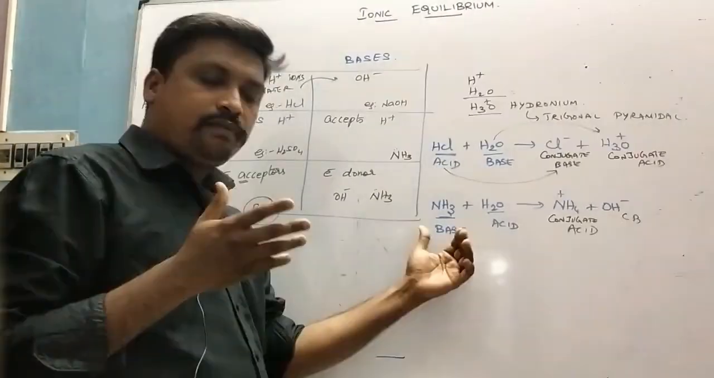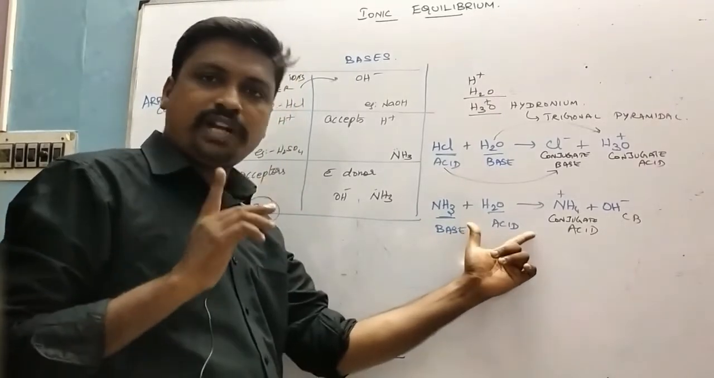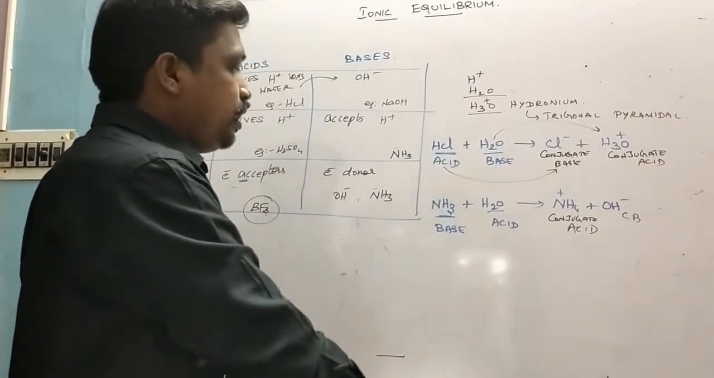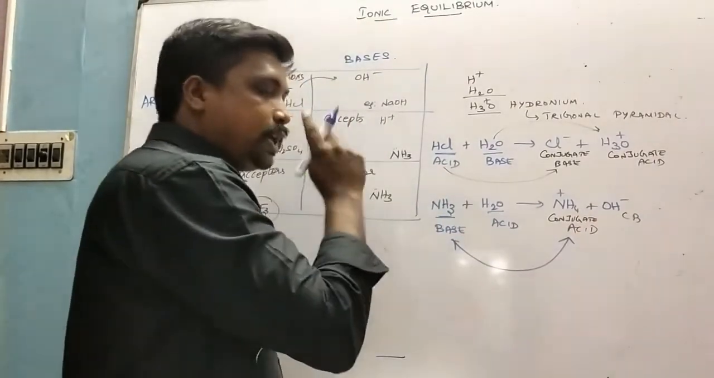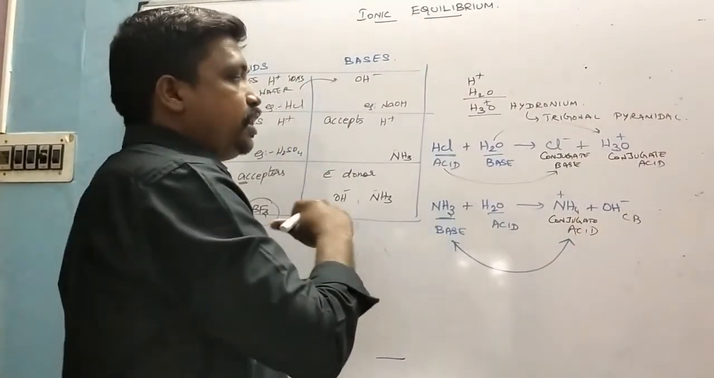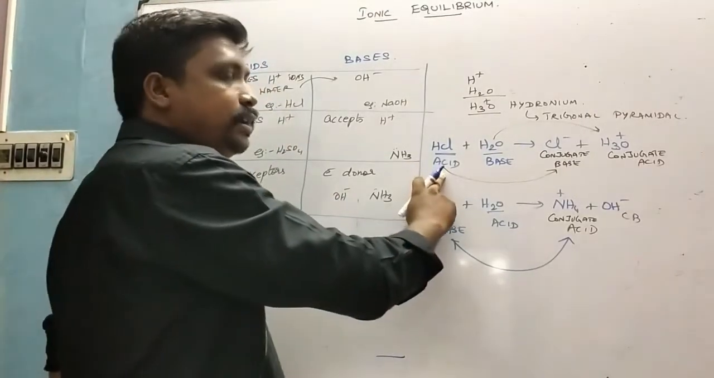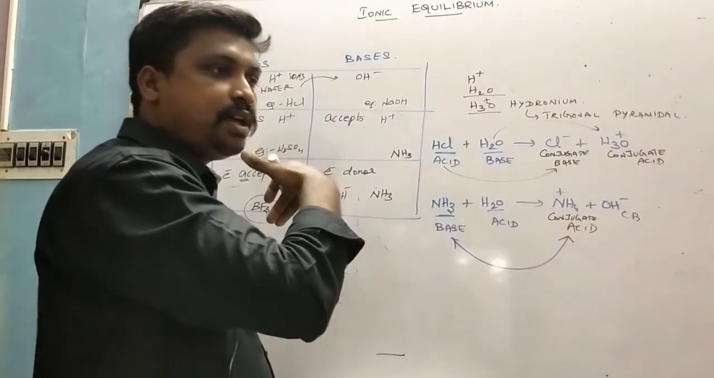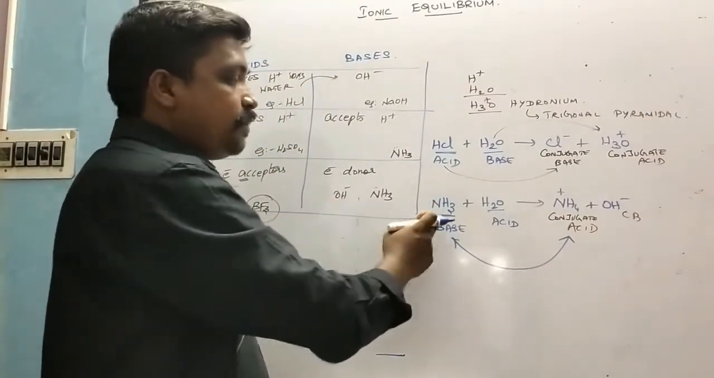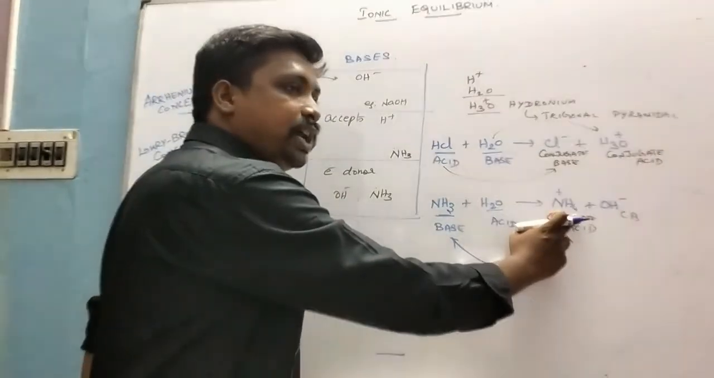Clear? Next, what is the difference between a base and its conjugate acid? It is nothing but an H plus ion. Only one proton is different. See here, the difference between this base and its conjugate acid is a proton. Next thing, if an acid is a strong acid, then its conjugate base will definitely be a weak one. Similarly, if a base is a strong base, its conjugate acid will be a weak one.